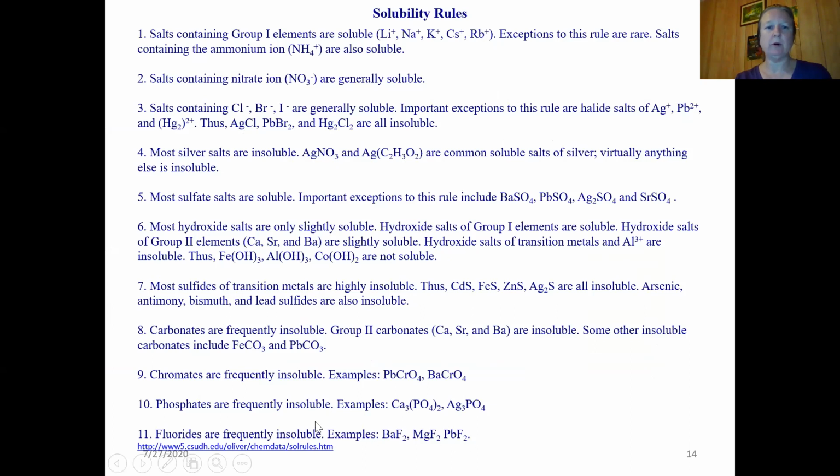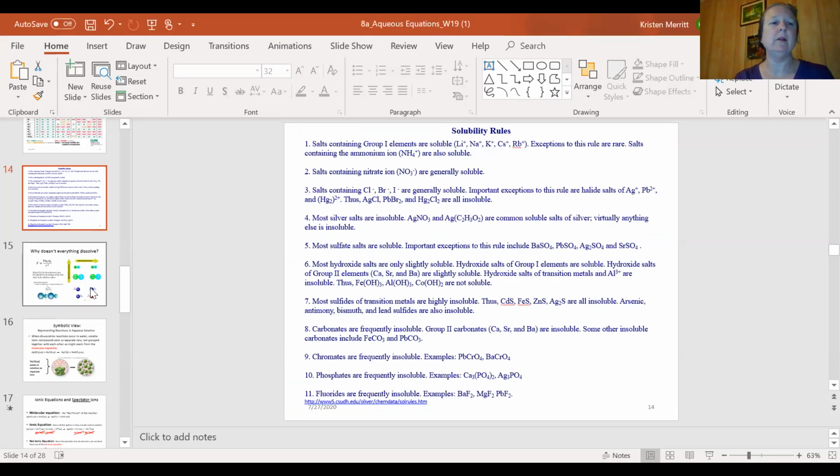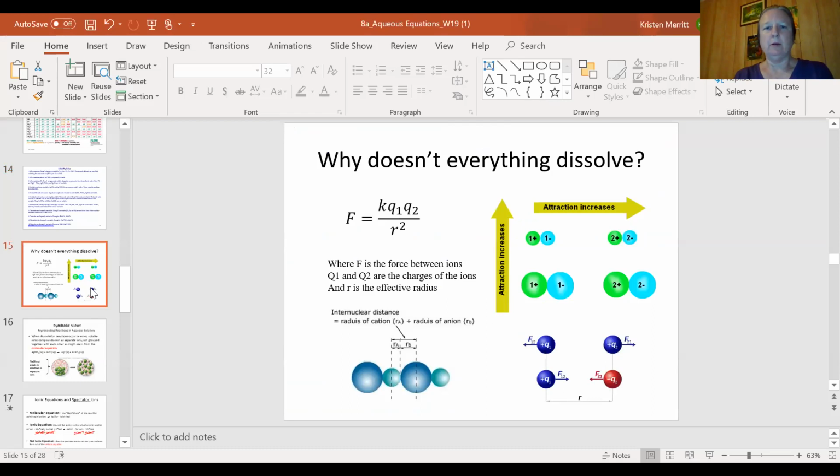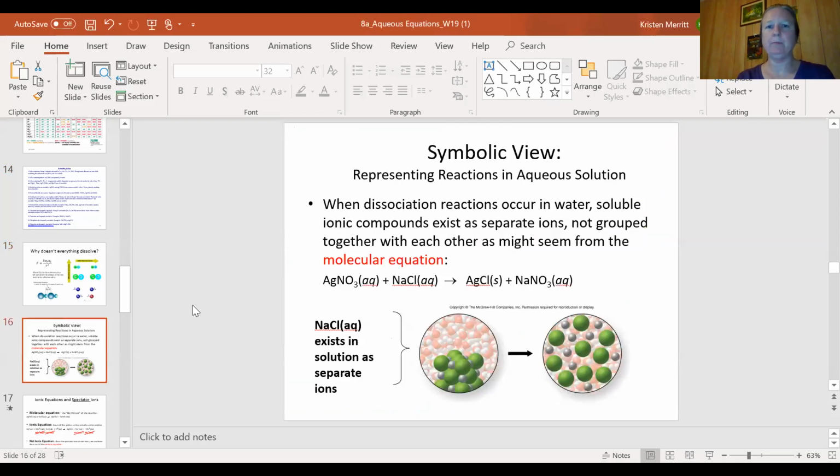And here's the fluorides are generally insoluble. So remember, group 7, chlorine, bromine, and iodine ions. So chloride, bromide, iodide are soluble. And all of the group 1, excepting hydrogen, which doesn't belong in group 1 for this stuff. So I'm not going to get into that too much detail. Why doesn't everything dissolve? That you'll learn about in Chem 1. But again, it has to do with the intermolecular forces. Pure and simple.